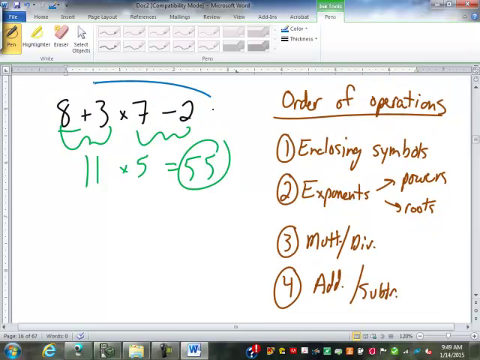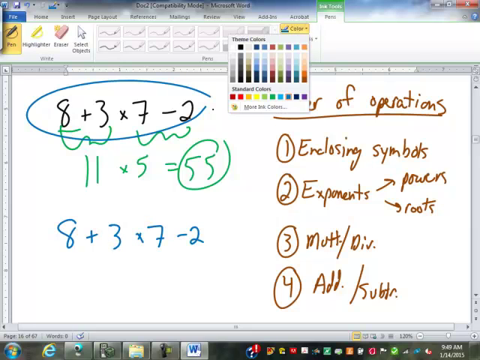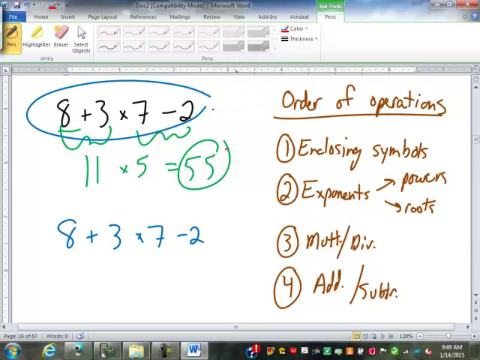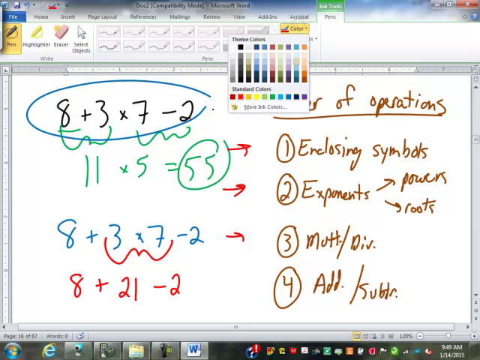So, looking back at this problem. First thing that needs to be done, are there any enclosing symbols? No. Exponents? Nope. Multiplication or division? Yes, there is, right here. So we have to do that. We're going to take out those two numbers and combine them with multiplication. 7 times 3 is 21. The rest of the problem is unchanged.